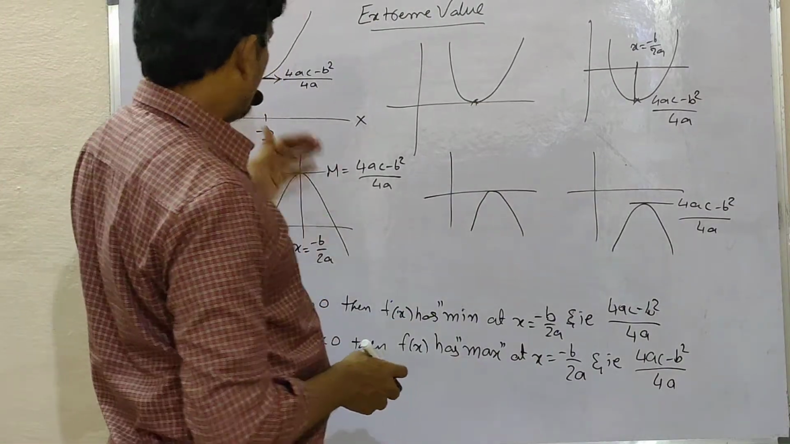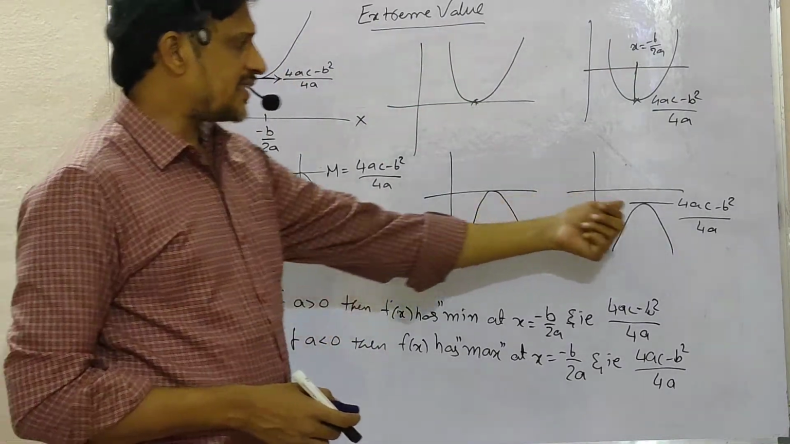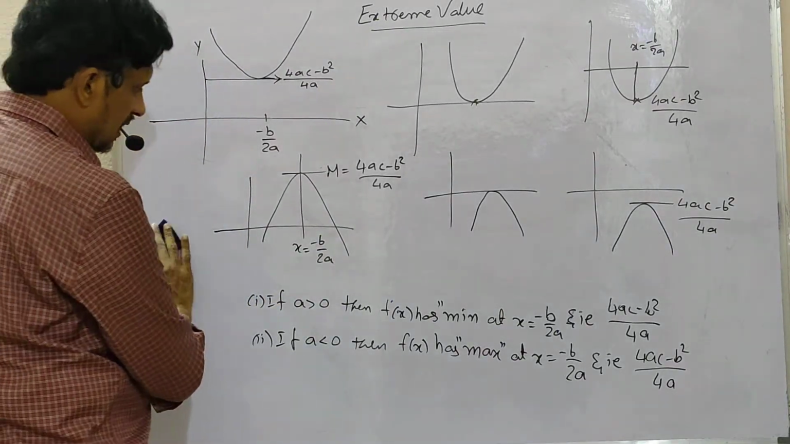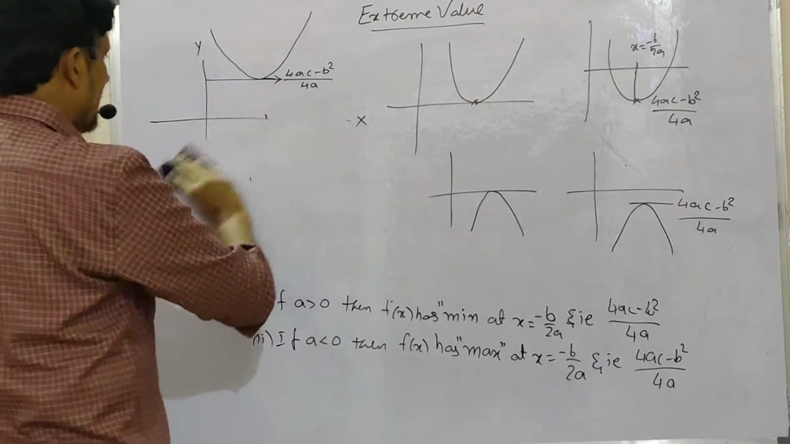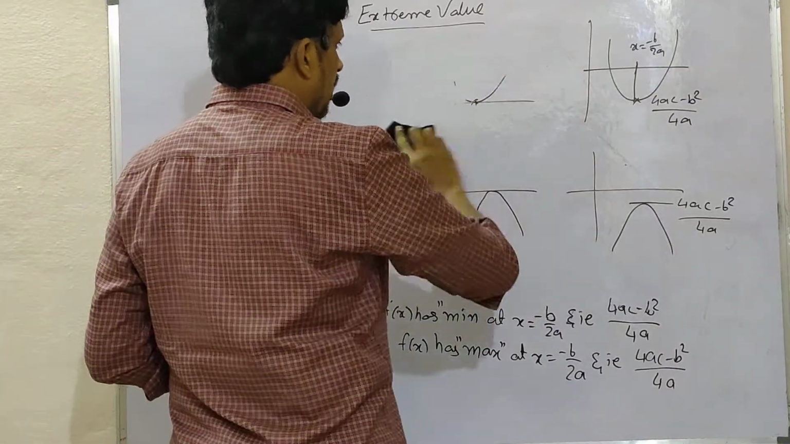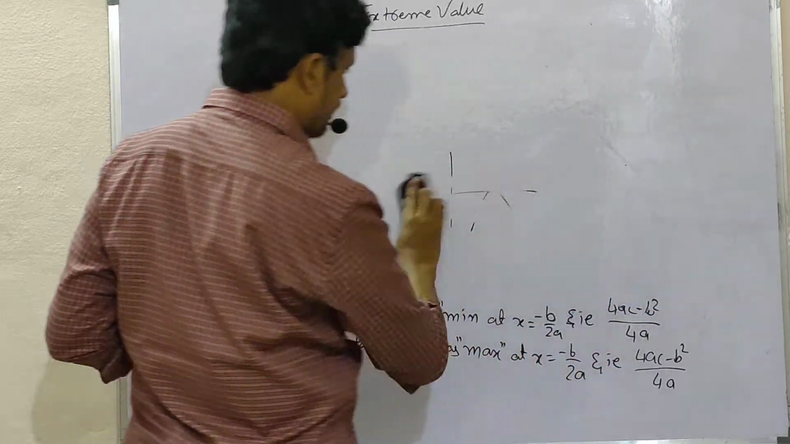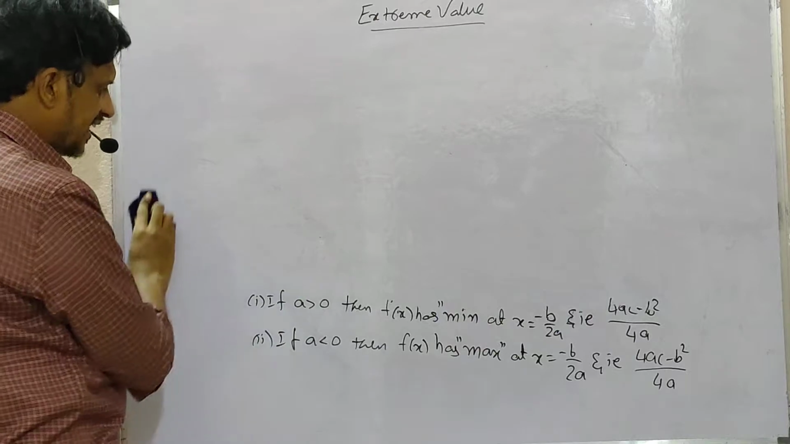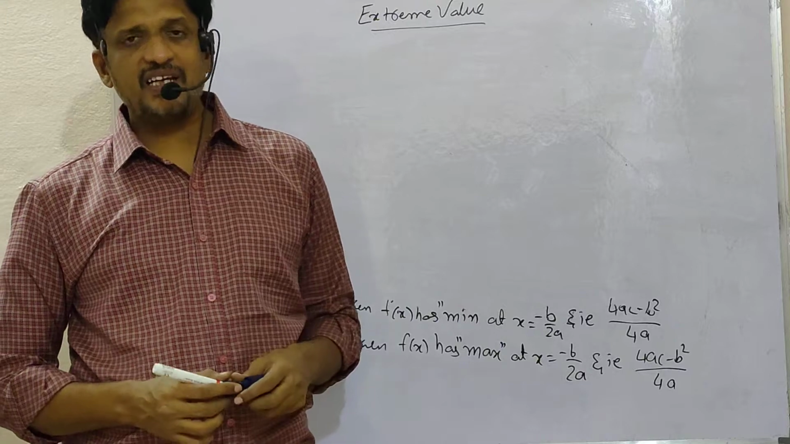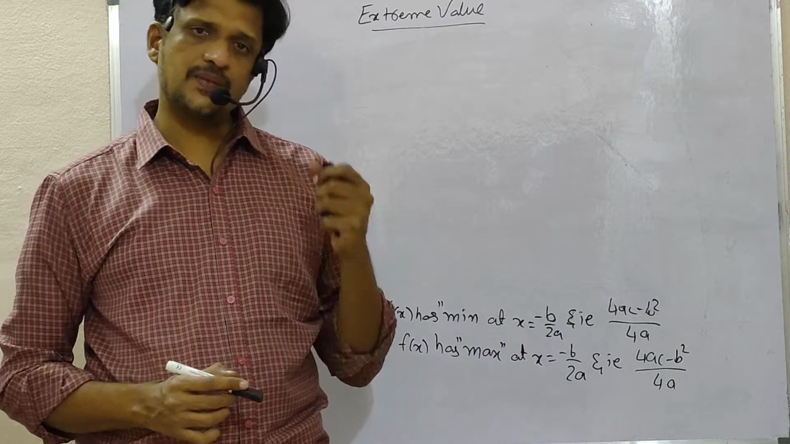So if a is positive, it has a minimum value. If a is negative, it has a maximum value. Then you will get a curve like this. A quadratic expression has either a minimum or a maximum, and that is called its extreme value. If any quadratic expression is given, first observe the sign of a. If a is positive, then it has a minimum. If a is negative, it has a maximum.